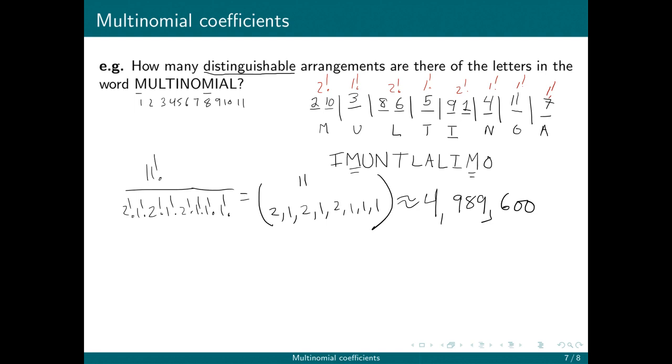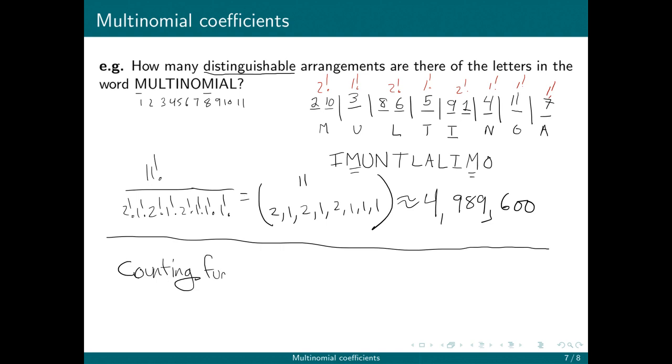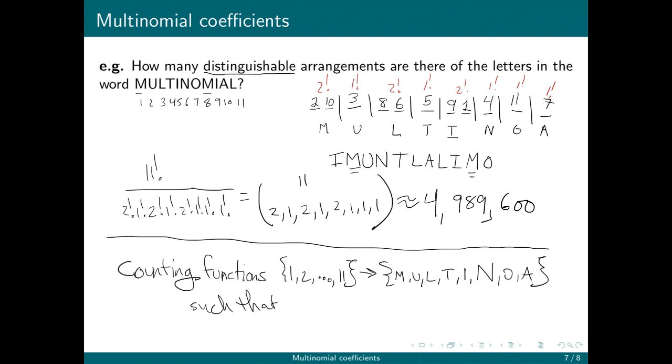If we want to think about this in terms of counting functions, we are counting functions from the set 1 to 11 to the letters in the word multinomial, such that r_M is equal to 2, r_L is equal to 2, r_I is equal to 2, and all other r's are equal to 1.